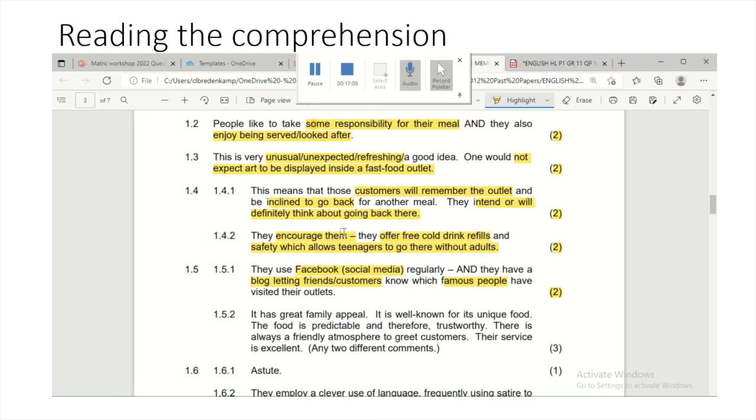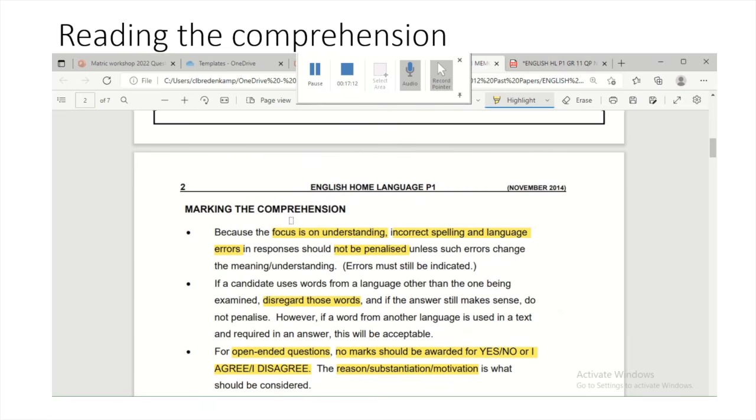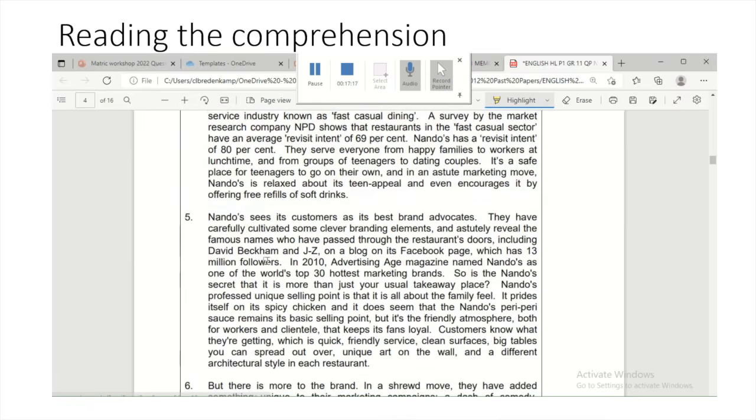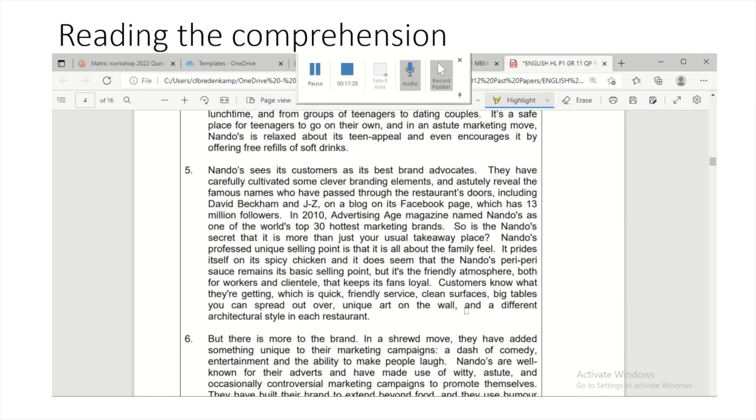Okay, let's have a look in paragraph 5. Oh, excuse me, that's the memo. Let's have a look in paragraph 5. So it sees that Nando's sees its customers as its best brand advocates. This is one of the highlights over here. If we are looking further down into paragraph 5, customers know what they're getting, okay? When you know what to expect, you like something, we know that it's going to be quick. We know there's friendly services, clean services, big tables, and you can spread out. There's nice, unique art on the wall, and there's a different vibe, a different aesthetic in each restaurant.